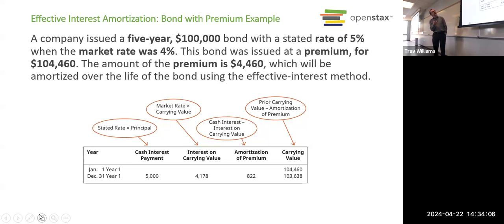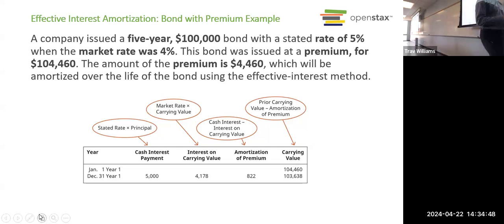So in this case, we have a 5-year, $100,000 bond. The stated rate is 5%. The market rate is 4%. So that means people would rather get our bond than go out on the market and get a lower interest, right? Which means we can charge a premium of this amount. So even though we issued $100,000 of bonds, we collected $104,460 of cash, right? So how would we then amortize the premium?